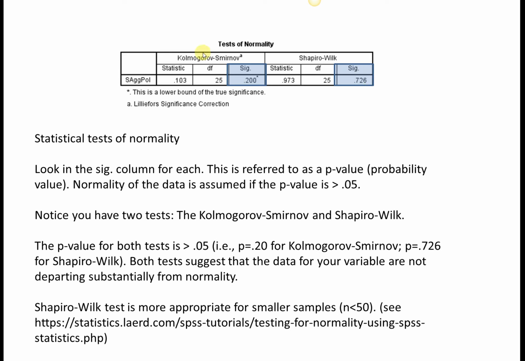The Kolmogorov-Smirnov test also is giving us a non-significant result, which is allowing us to, again, suggest or infer that our data are reasonably normal in shape.